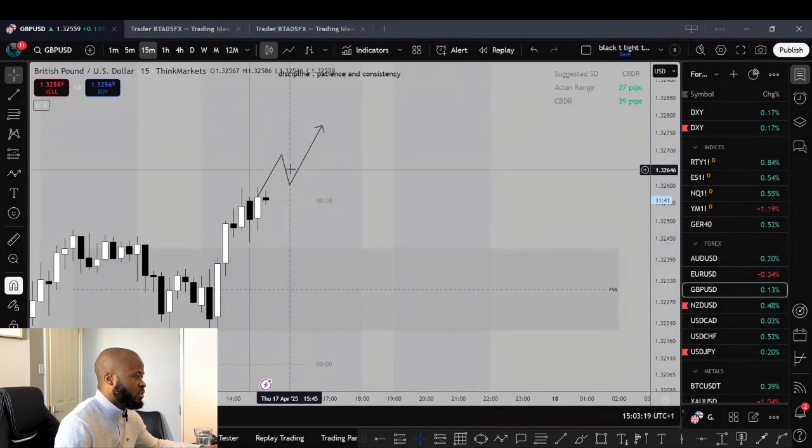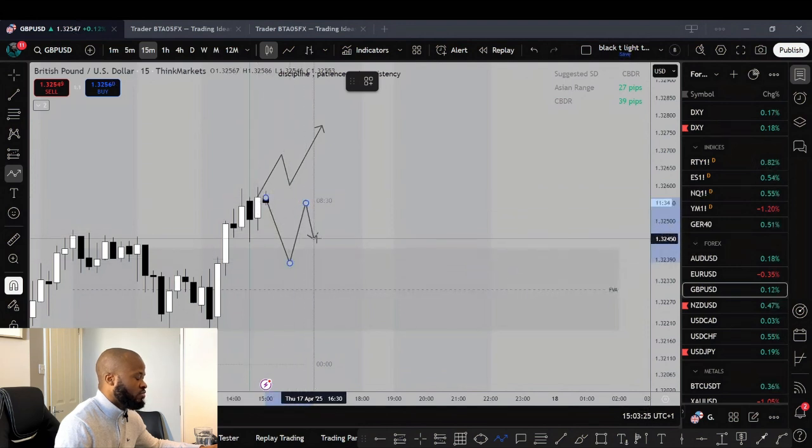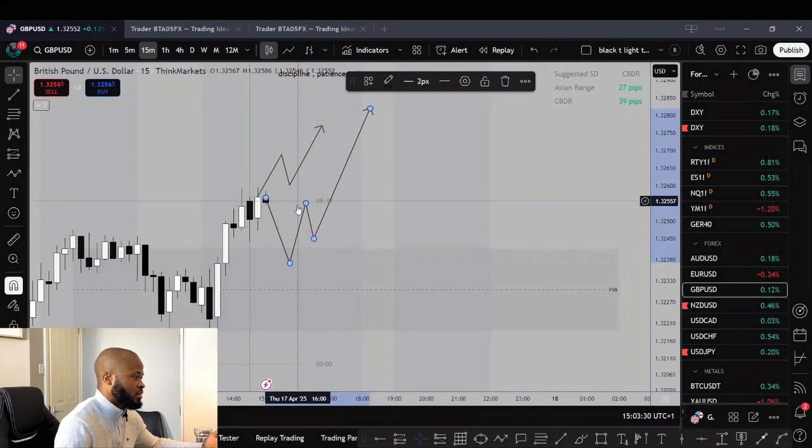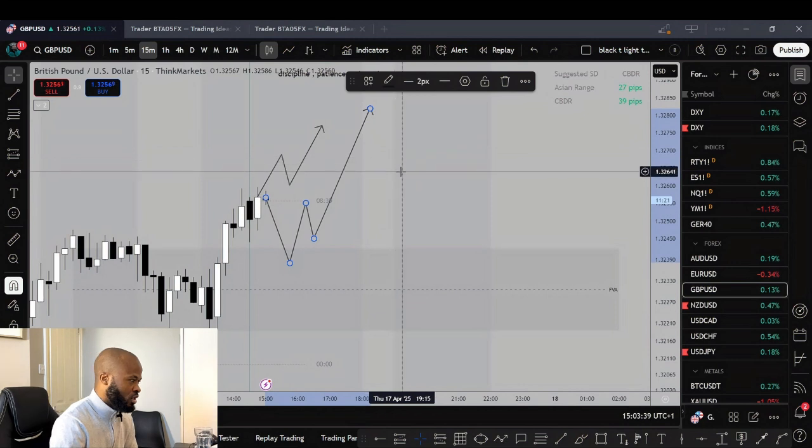Or if the market fails to create a fair value gap, I'm going to be waiting for price to come into this fair value area, look for an order flow change in the 5 minutes time frame, then take a trade from here, covering this low, going higher. So this is just my game plan for today. This is what I'll be looking for trading the pound.